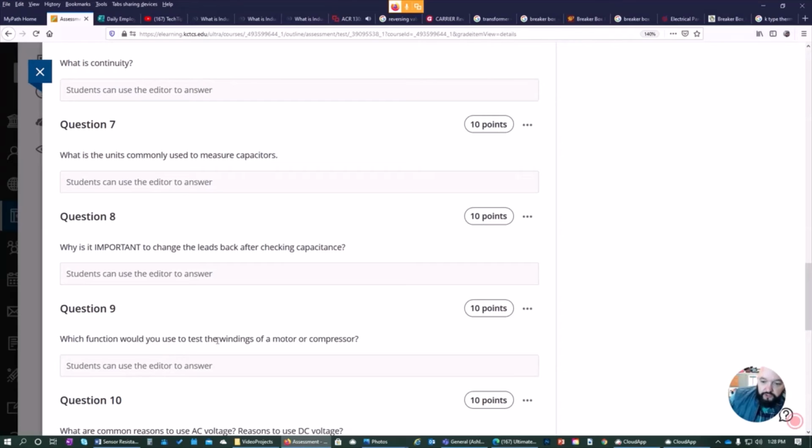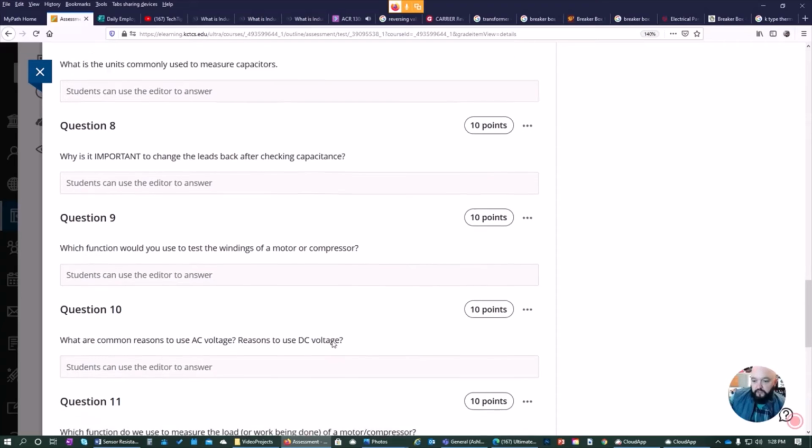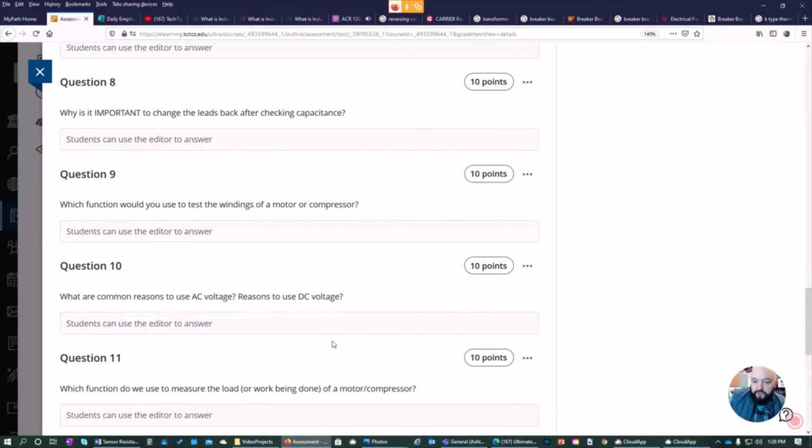Which function would you use to test the windings of a motor or compressor? You would use resistance, or ohms. What are common reasons to use AC voltage, reasons to use DC voltage? So here's what I want you to know here. Everything from the power company, because of the way it travels, is AC. You want to check and make sure the voltage matches the data tag on the equipment or the individual component. If not, if you have low volts, you'll overamp.